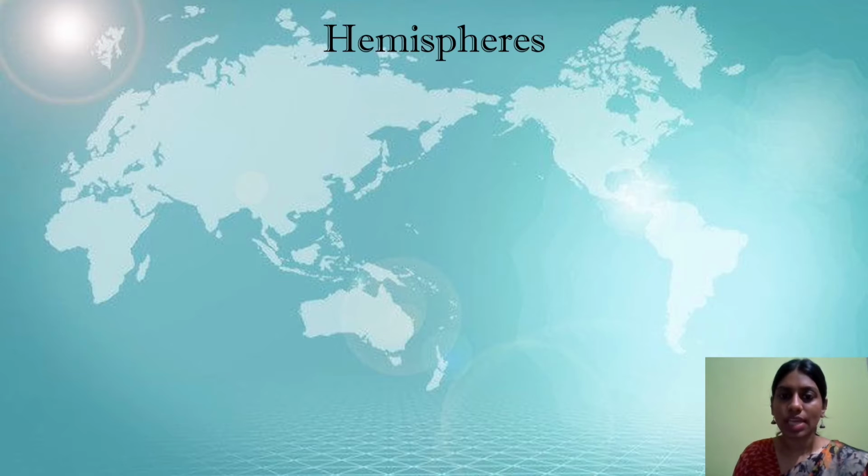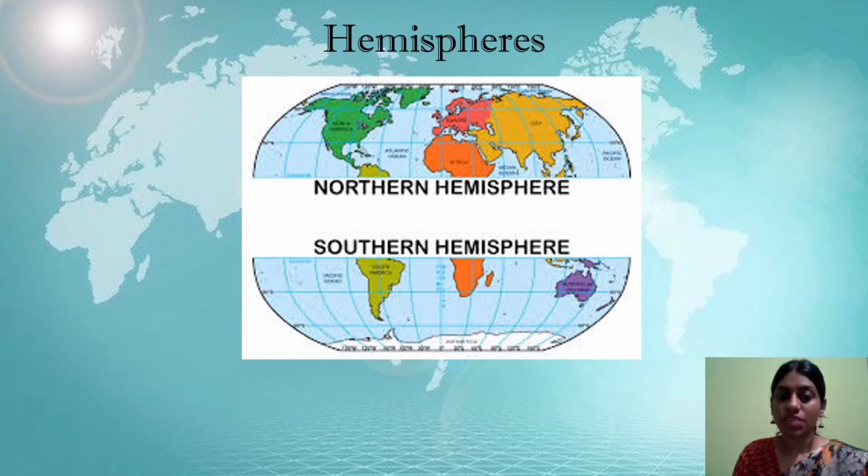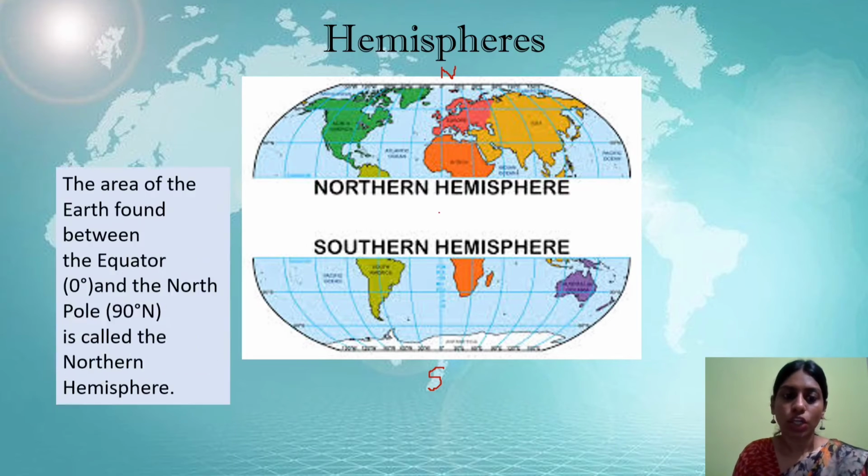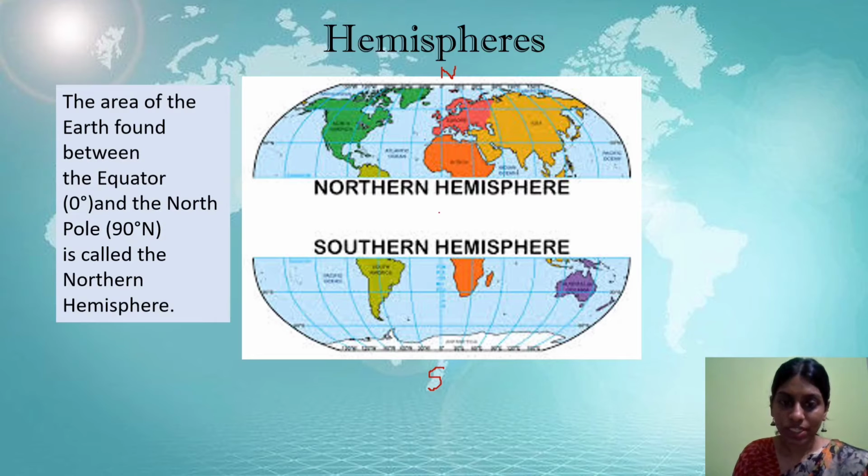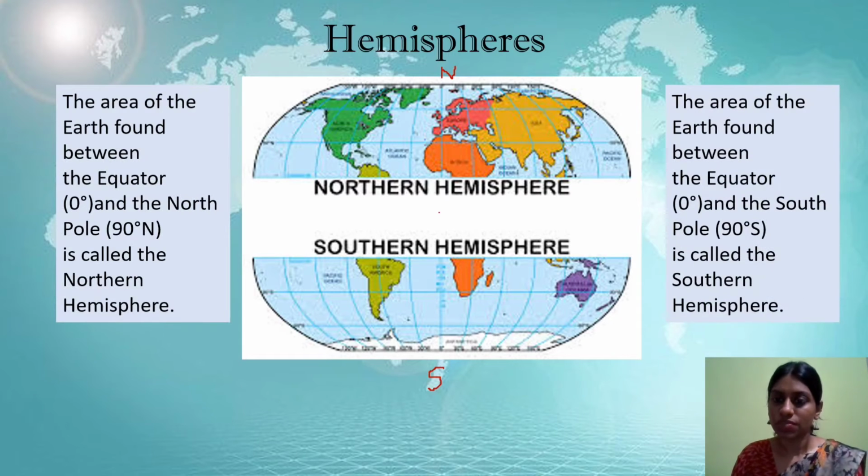Next is about hemispheres. The Earth is divided into two halves, the northern hemisphere and the southern hemisphere. The topmost point is where the North Pole is, and the bottommost point is where the South Pole is present. In the middle we have the equator, right? From the middle to the topmost point, the North Pole, it is the northern hemisphere, and from the middle to the South Pole, it is called the southern hemisphere. So top is northern hemisphere and bottom is southern hemisphere.